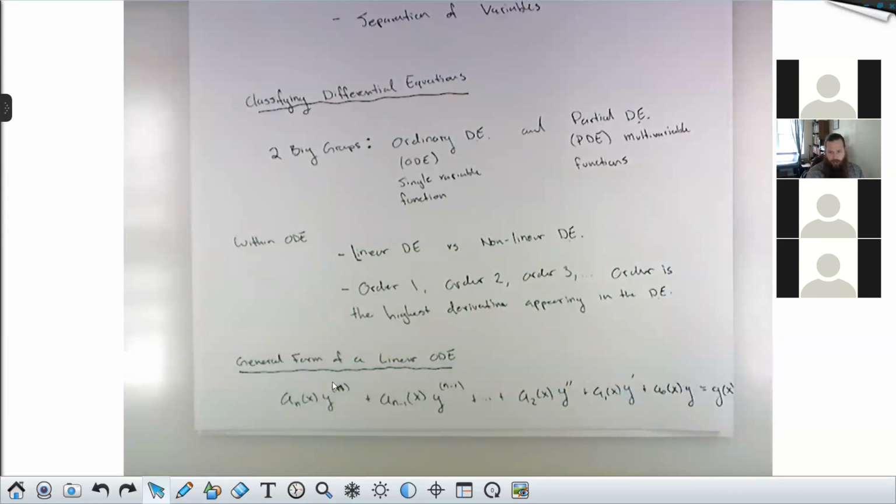Y only ever shows up to the first power, and the same is true of all of its derivatives. Remember that the y raised to the parentheses n notation is not the nth power, it's the nth derivative. So this is differentiate y n times, differentiate n minus 1 times, and then you come down to the second derivative, the first derivative, no derivatives, and that's your general form of a linear ODE.